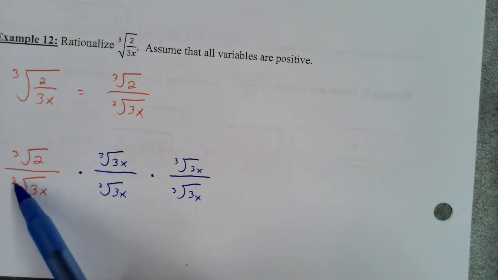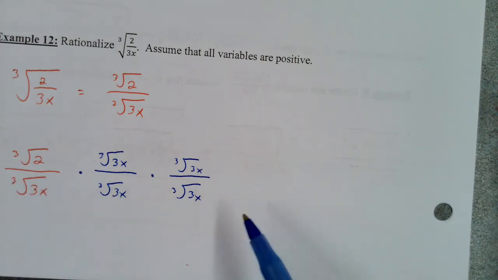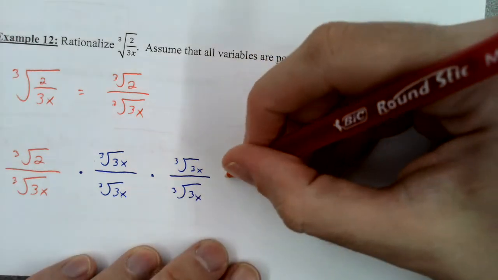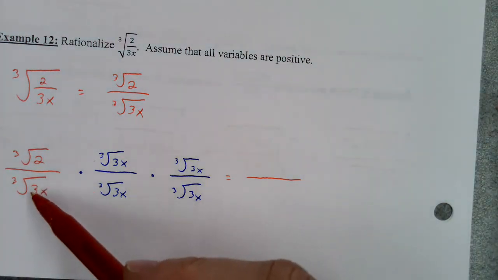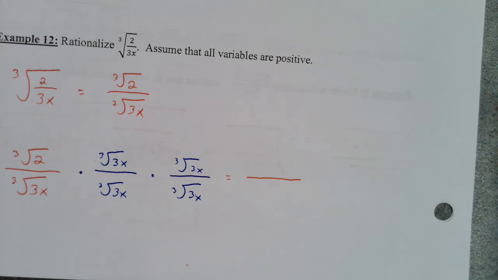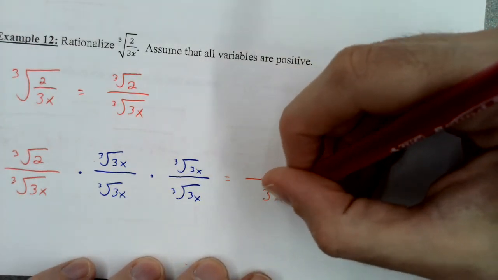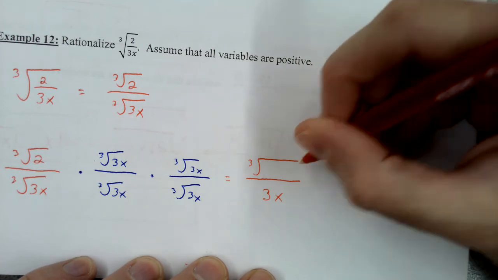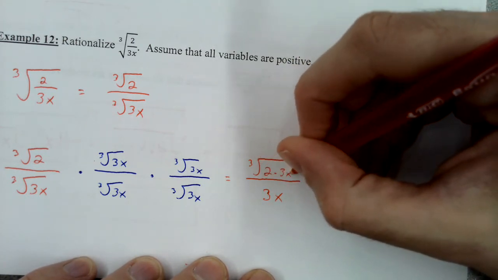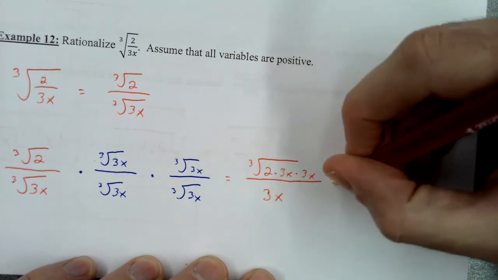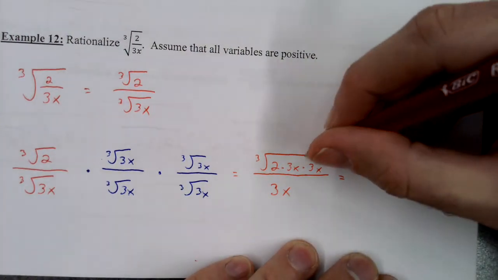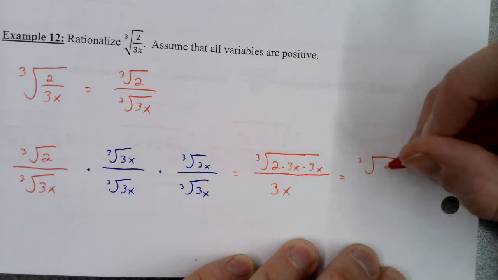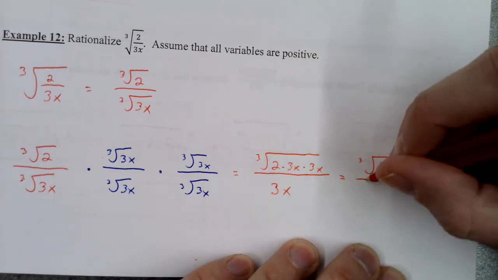If that was a 5, I'd have to do that 5 times. This one and then 4 more. If that was a 10, it'd have to be 10 times, and so on. But by doing that, I get the following. My denominator, the cube root of 3x times the cube root of 3x times the cube root of 3x is just 3x. My numerator is the cube root of 2 times 3x times 3x, which equals the cube root of 18x squared.